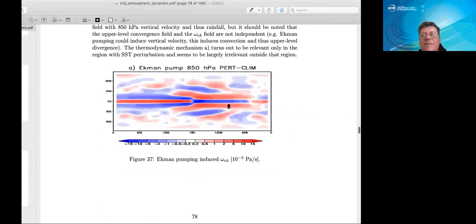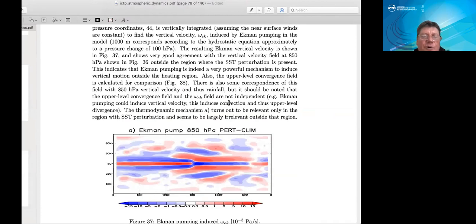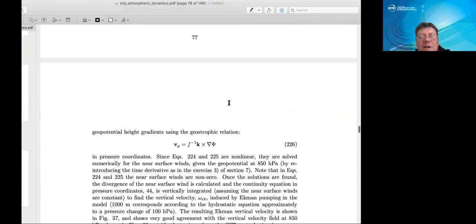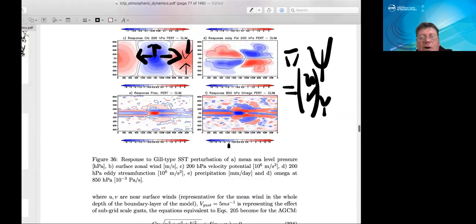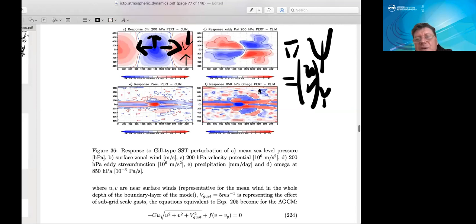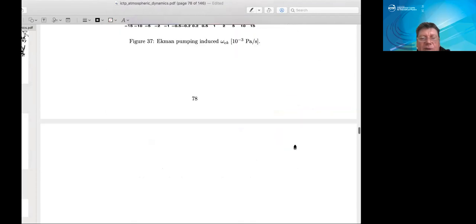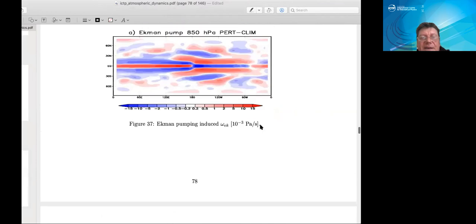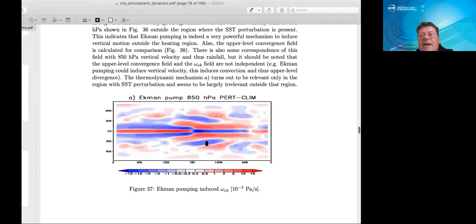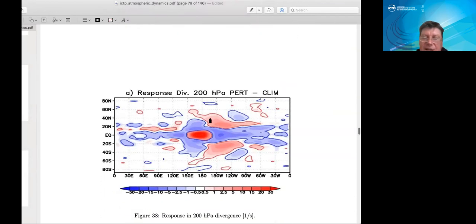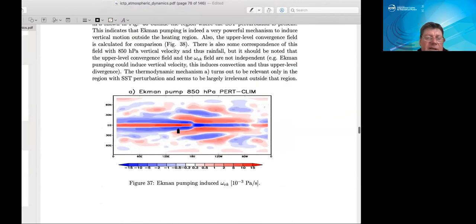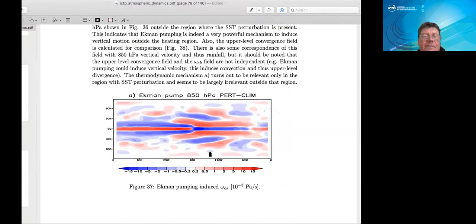So it seems that these two mechanisms act together, but you can, for example, calculate the correlation of the full simulated omega field with both the Ekman induced vertical velocity and the upper level divergence field. You will find that the correlation with this field is very high, almost 70%, more than 70%. And the correlation with this field is still there, maybe 40, 50%, but much less. So the rainfall and vertical velocity field is mainly impacted by the Ekman pumping in our model simulation.